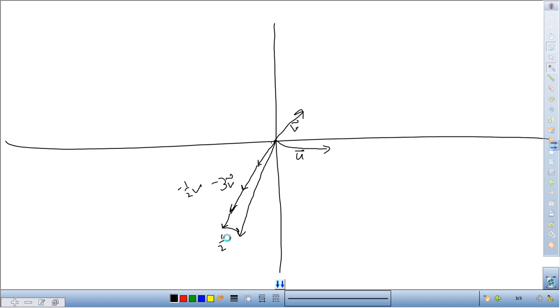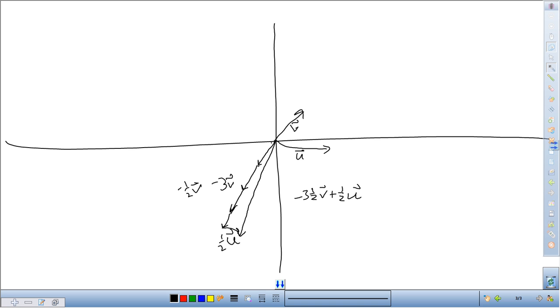Oh, come on, computer, catch up. There we go. 1/2 U. So this new vector I have is negative 3.5 V's plus 1/2 U. So this vector is in the span of U and V. I can use my vectors U and V to get that new vector I put in.